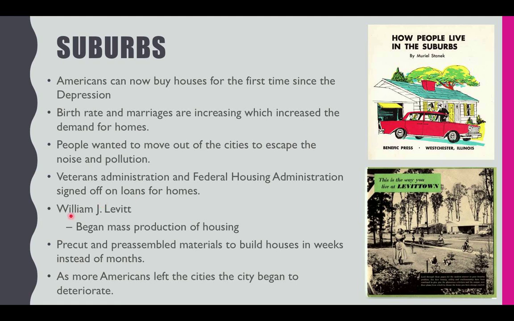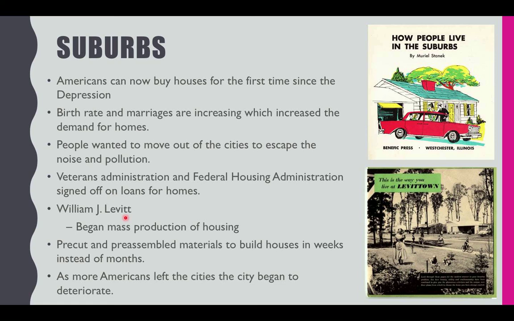Somebody who maximized this need for housing in the suburbs was William J. Levitt. He is going to build what becomes known as Levittown. Levittown is the mass production of housing. Think when you see those black and white movies, those black and white TV shows of the perfect family, how every single house looked identical and they were right next to each other.